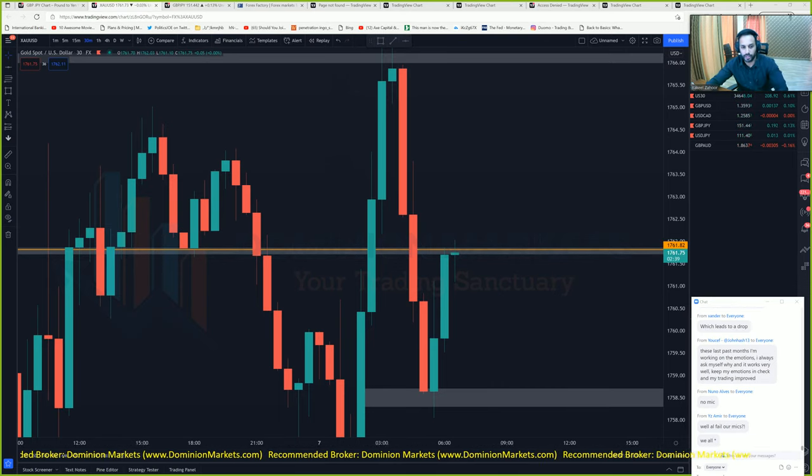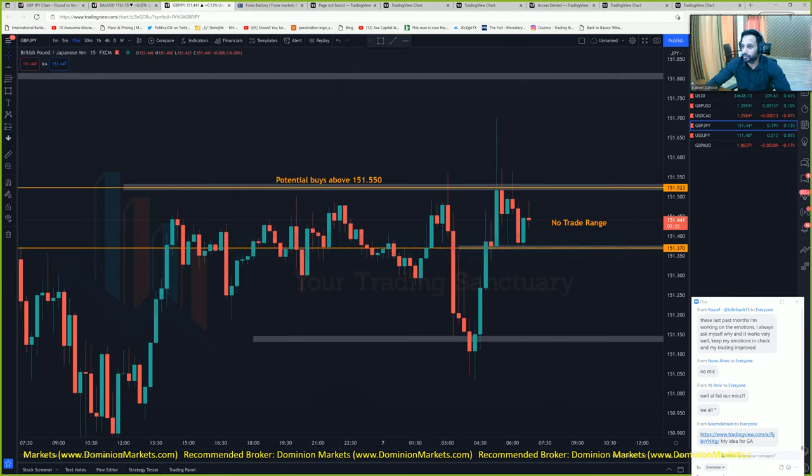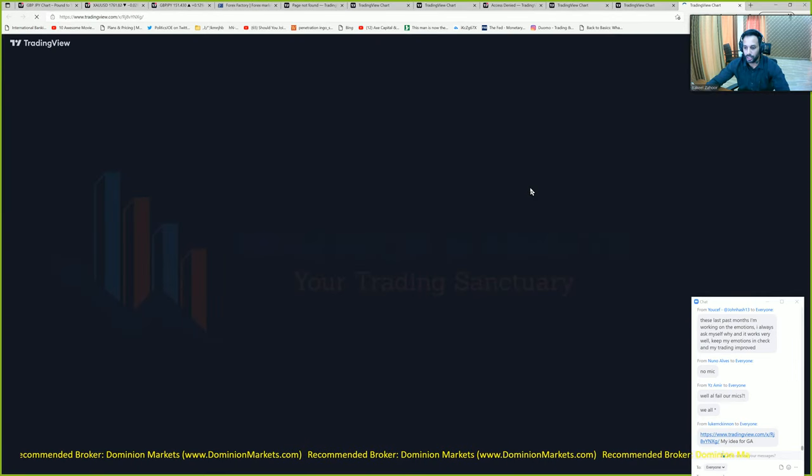Test. All right, perfect. So yeah, we've got 2 minutes left for the candle to close. Pound yen is also consolidating here now. So yeah, let's take a look at this chart here.